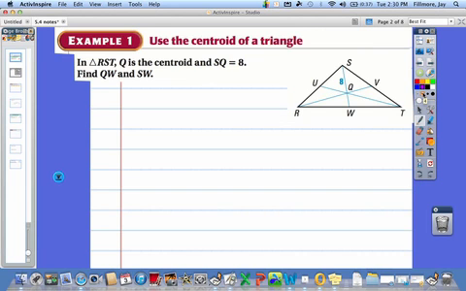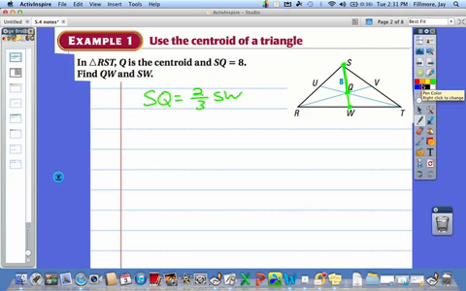Here we're given a triangle RST, and we know that Q is the centroid and that SQ is 8. Find QW and SW. Well, we know that the centroid is 2/3 the distance across this median. So 8 is 2/3, and then we have another third down here, and we're looking for the whole thing. So our whole thing here is SW. This little part we know is SQ. Well, SQ is 2/3 of the whole thing. So from S to the centroid is 2/3 the distance of S to W.